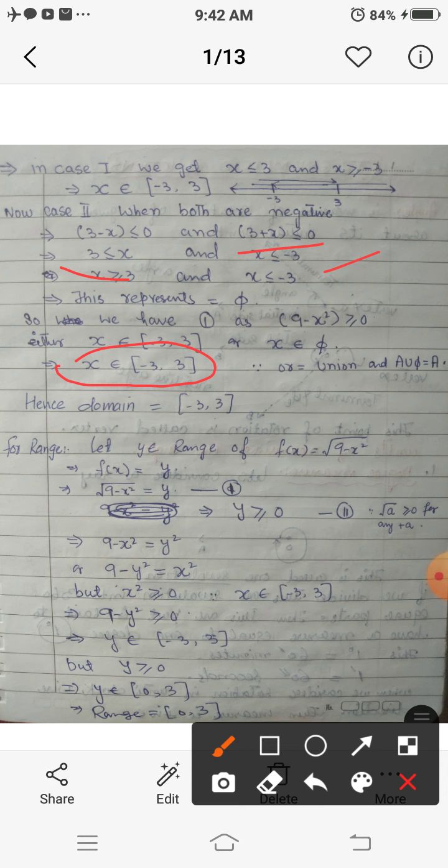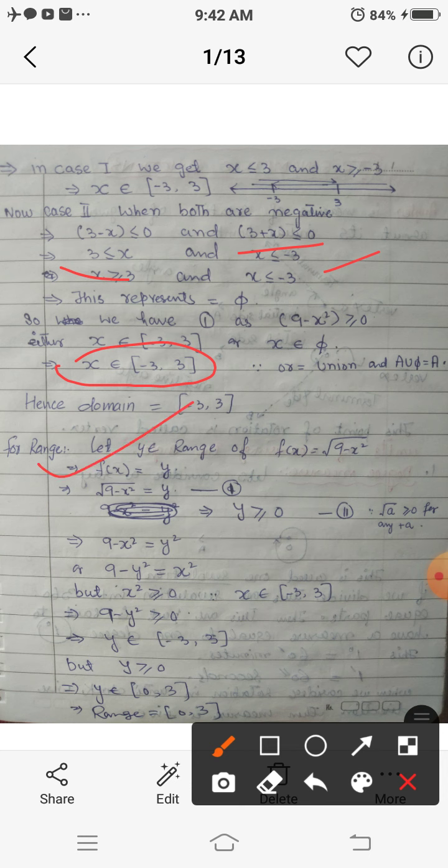Now range means we have to find the elements from codomain which are related with the elements from this set, that is minus 3 to 3. Now let y be an arbitrary range element. When y is an arbitrary range element, this means that there exists in the domain a point which is related with this y, that is, let's assume that this element is x, that is f of x is y.